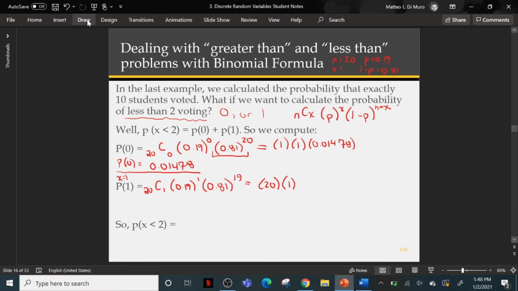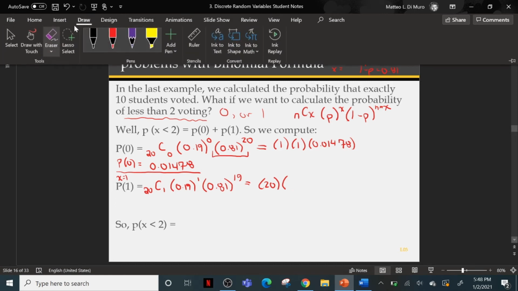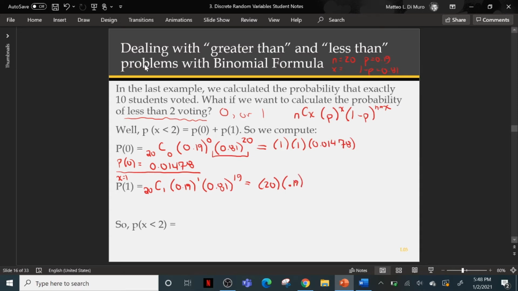Now, oops, I kind of made a mistake there. Let me get my eraser. All right, so 0.19 raised to the power of 1 is still going to just be 0.19. Now, when you go 0.81 raised to the power of 19, you're going to get 0.01825. All right, pat yourself on the back because you're just about there. Now, multiply that out on your calculator. So probability of exactly 1 person voting, you get 0.06934.